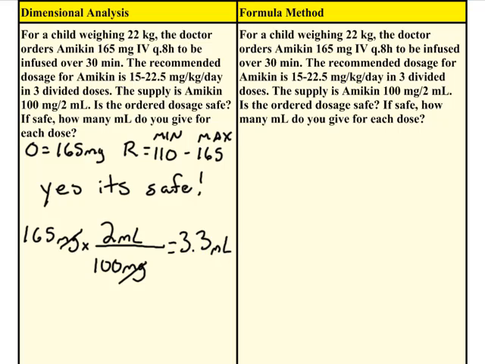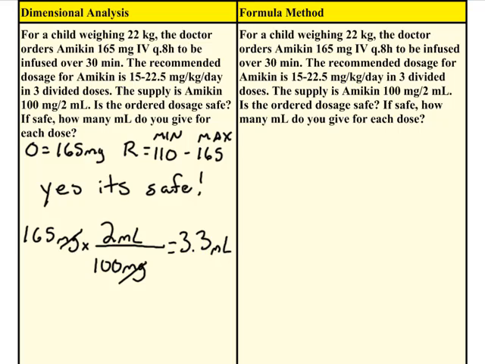We can also use the formula method to solve this problem. We have a child who weighs 22 kilograms. The doctor orders Amikin 165 milligrams IV every 8 hours to be infused over 30 minutes. The recommended dosage for Amikin is 15 to 22.5 milligrams per kilogram per day in 3 divided doses. The supply is Amikin 100 milligrams per 2 milliliters. Is the ordered dosage safe? And if it's safe, how many milliliters do we give per dose?